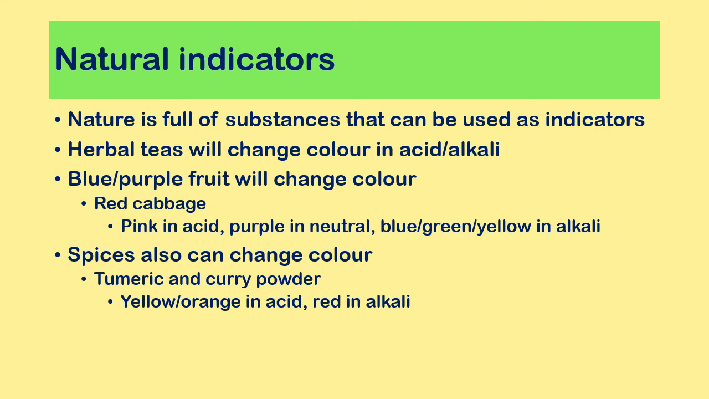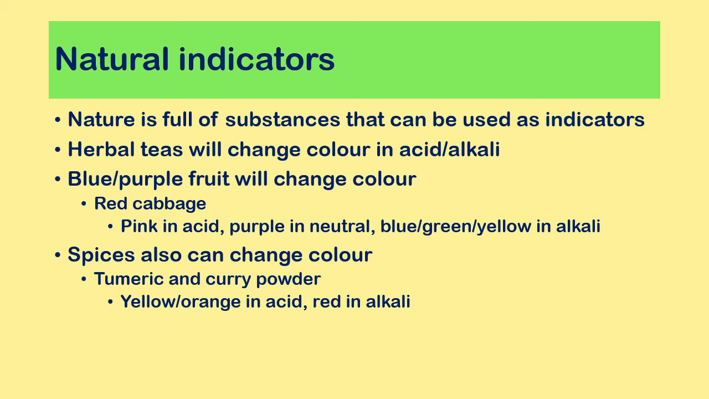Any fruit that's blue and purple in color, if you're able to take that color out of it, you can use that as an indicator. So red cabbage is one of the best examples. It turns pink in acid, it's purple when it's neutral, and it can turn a whole host of different colors, but blue, green, or yellow in alkali.